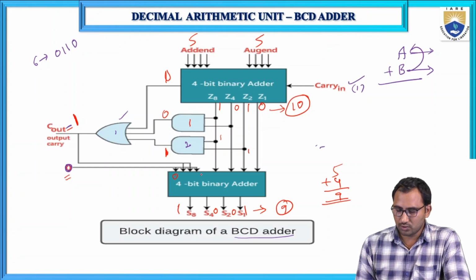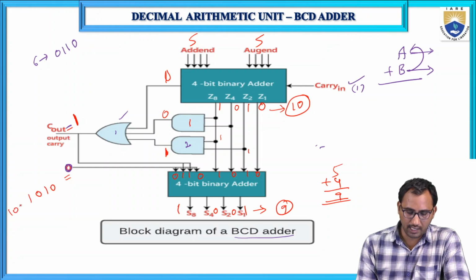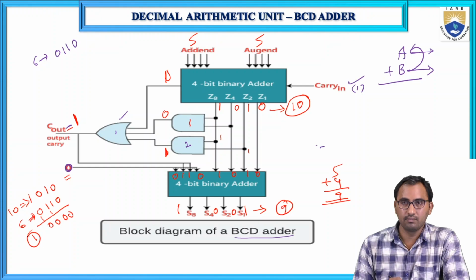Okay. So 6 means 0, 1, 1, 0. This we are adding with 1, 0, 1, 0. So see here 1, 0, 1, 0, this is the 10 equivalent. We are adding 6, 0, 1, 1, 0. So we get 0, 0, 0, 0, 1.